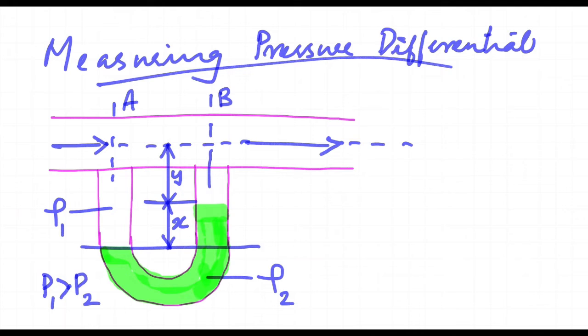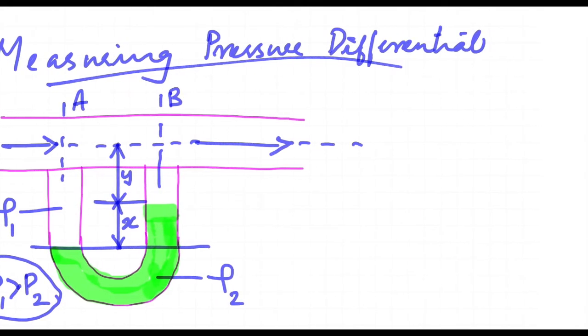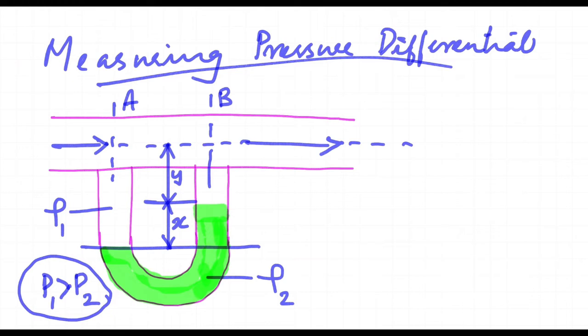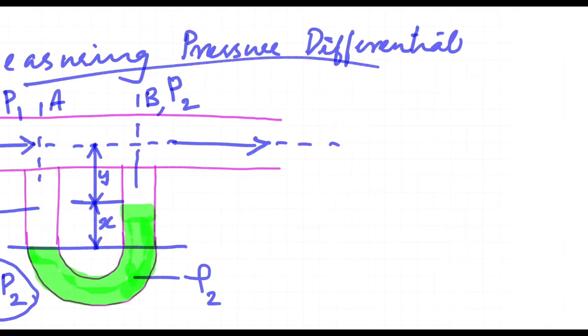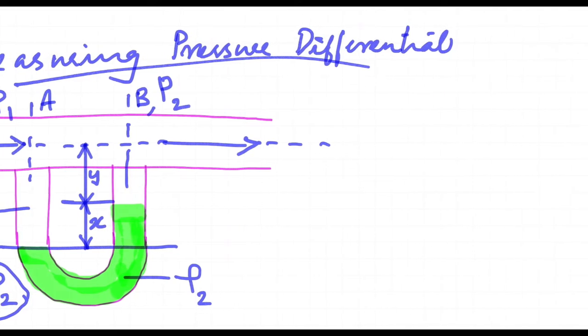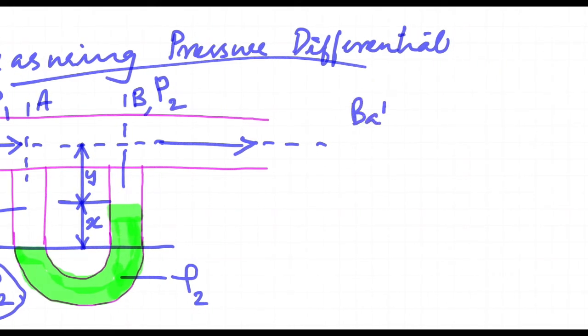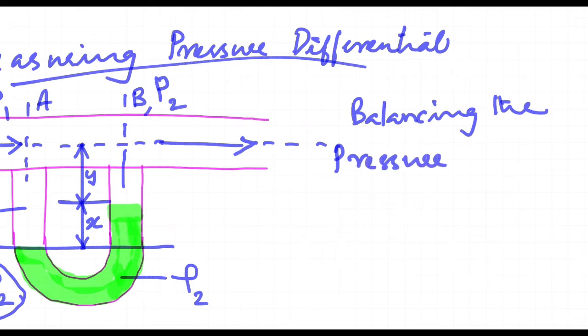Obviously, you can see the pressure at A, P1, is higher than the pressure at B, P2, and that's why the manometer liquid is higher at plane B. As in the previous videos, we are writing the pressure balance equation for this setup, and that will give you the differential pressure across the 2 planes. So at plane A you have a pressure P1, and at plane B you have a pressure P2. We are going to find P1 minus P2, and P1 is greater than P2, which is why the manometer liquid is at a higher altitude at plane B.